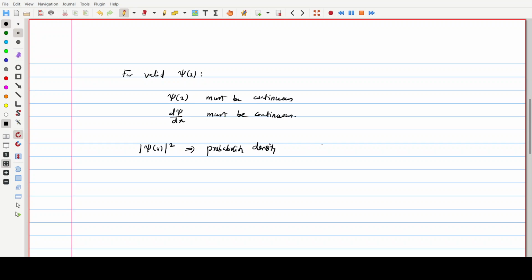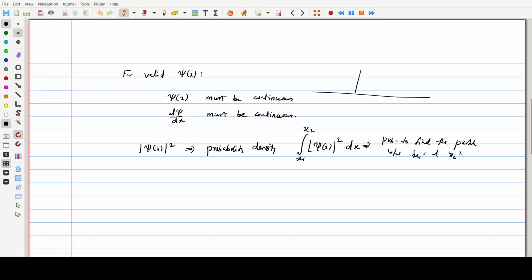Okay, so if you integrate mod psi square between 2 points, some x1 and x2, it gives the probability to find the particle between the location x1 and location x2. So if you have some wave function, mod psi of x squared, of this form, then if you integrate this mod psi square between x1 and x2, the area under this curve will give the probability to find the particle.